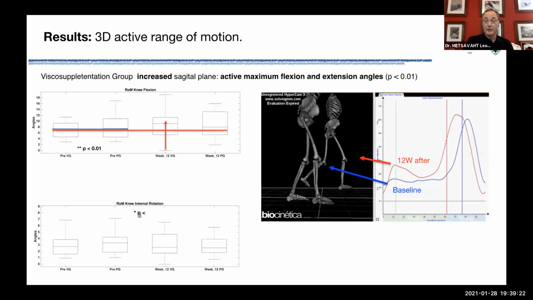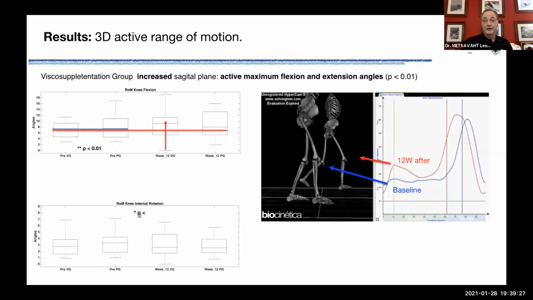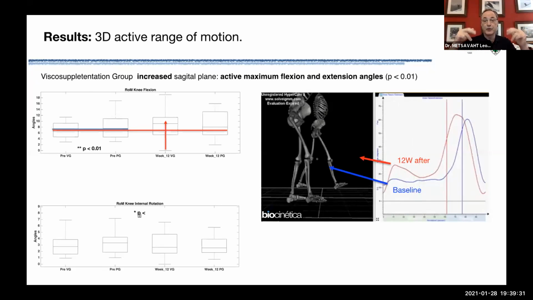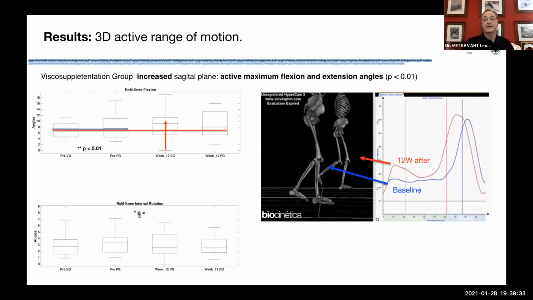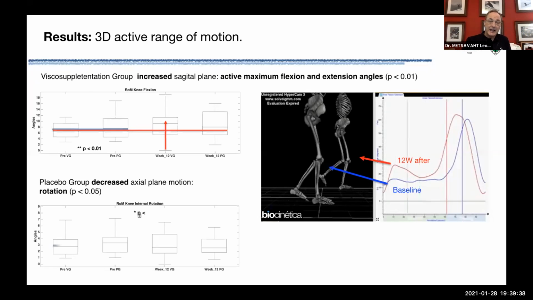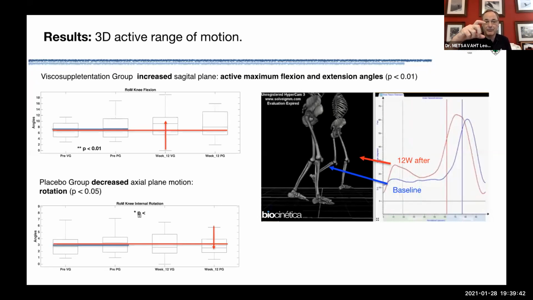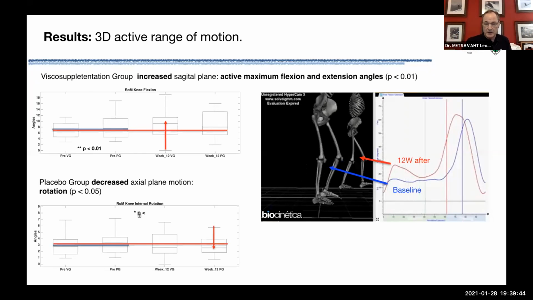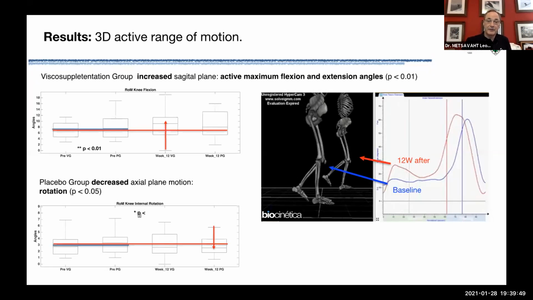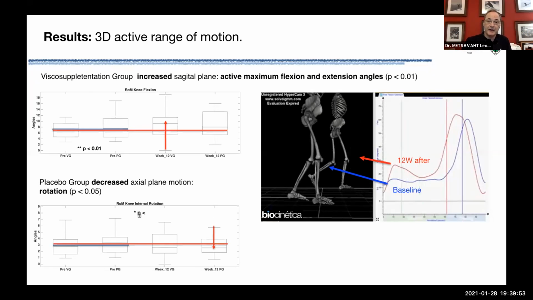And what was also very interesting was that these patients returned almost to, let's say, close to normal flexion and extension of the knee during gait. And the placebo group decreased actual range of motion. So that allows us to infer many other scientific things.